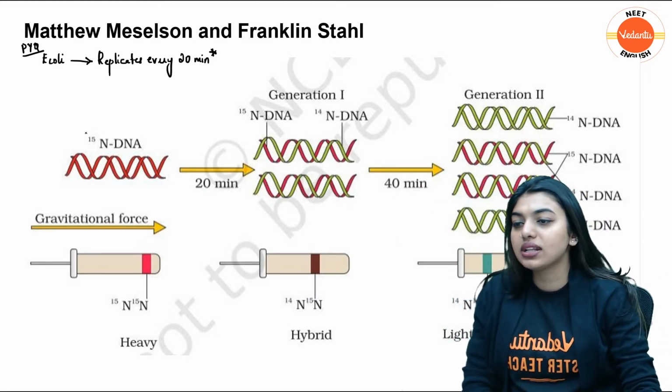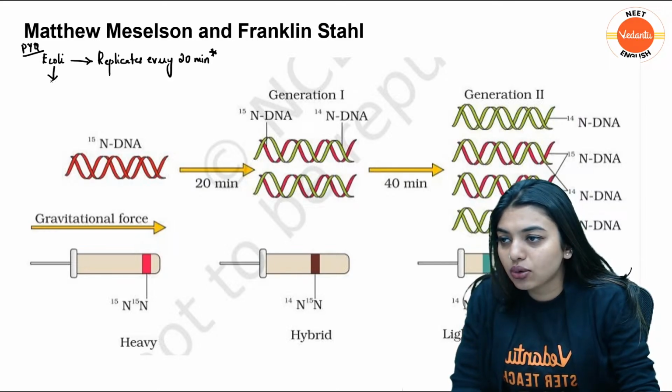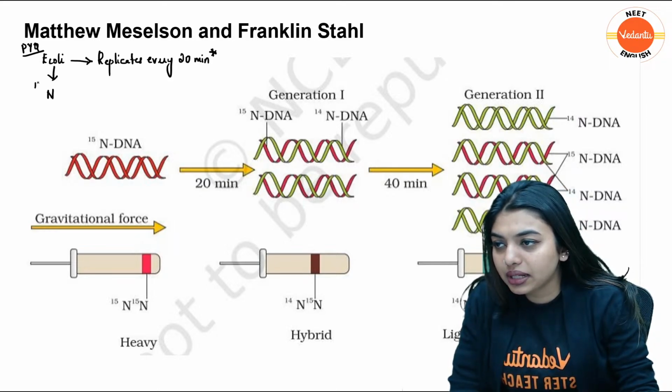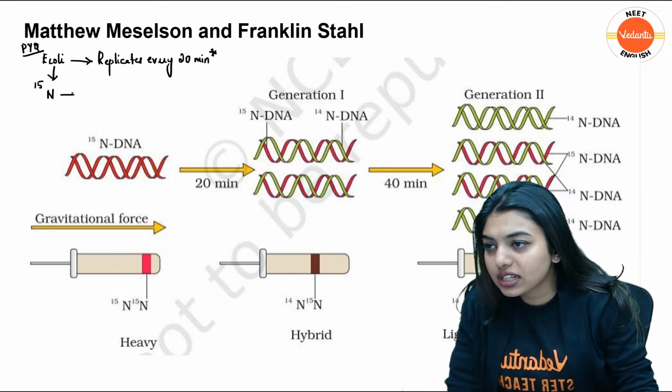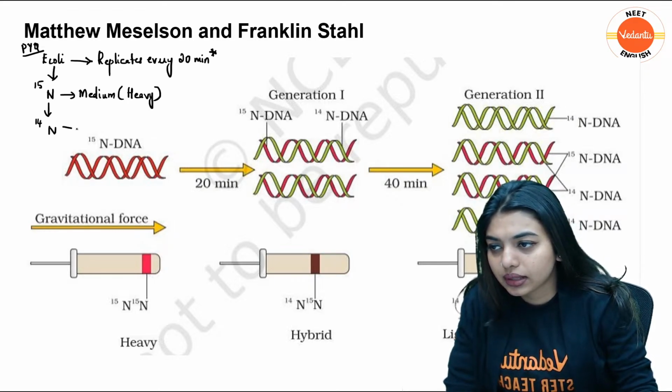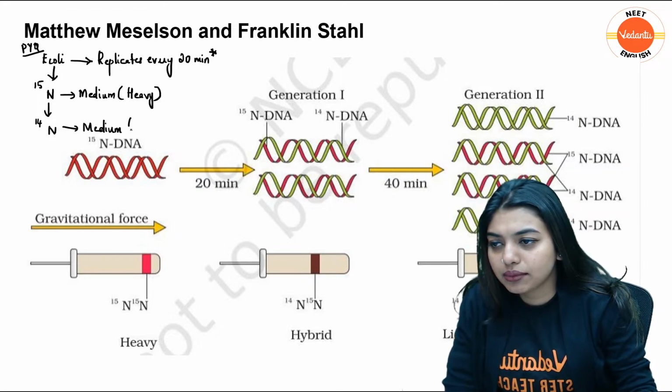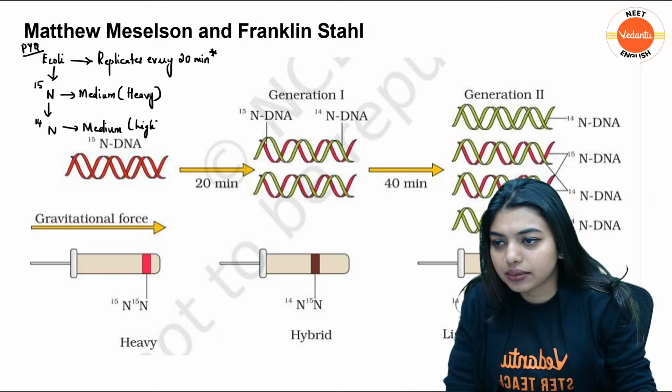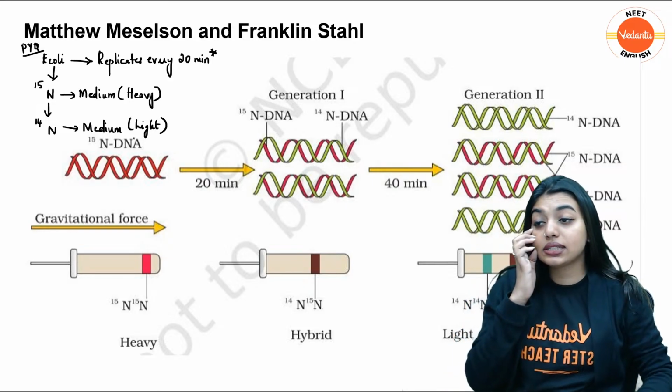Now, what did they do, students? Basically, they grew E. coli cells in an N15 medium, which was a heavy medium. And then after that, they grew this on an N14 medium, which was a light medium. Right, these are the 2 things.